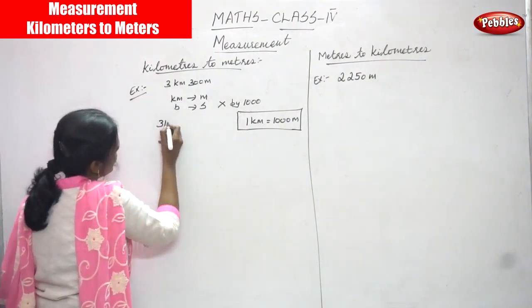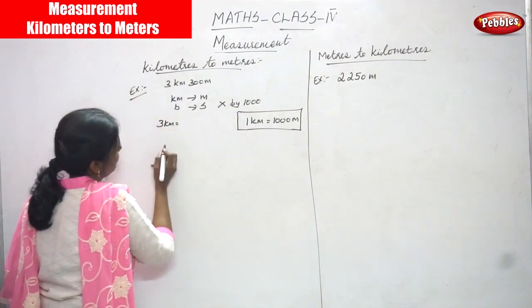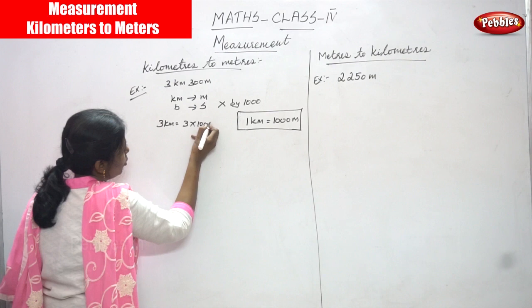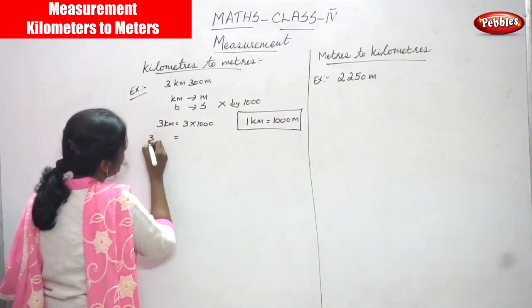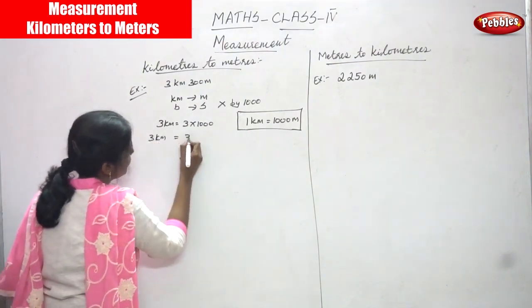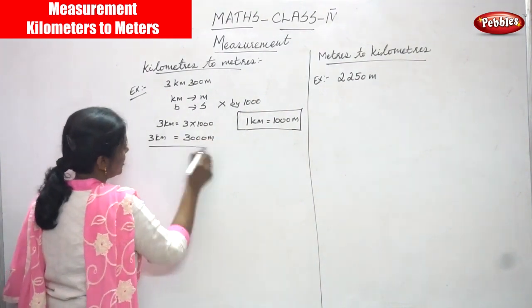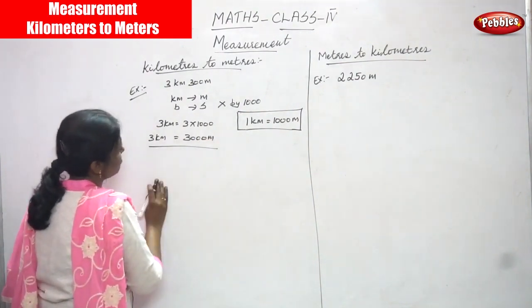Now 3 kilometer, what are you going to do? First you have to convert 3 kilometer. So 3 into 1000, what will you get? That means 3 kilometer becomes 3000 meter. So 3 kilometer means you get 3000 meter.